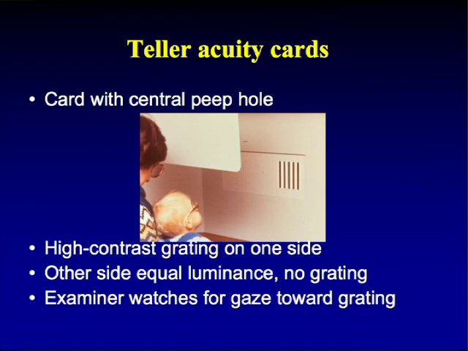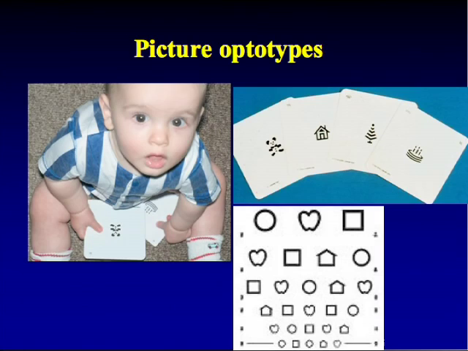Here's one of the earliest ways that we can get some quantifiable visual acuity: Teller acuity cards. There's a person behind that peephole, and they're deciding whether the baby's looking at this side or this side. If the baby looks towards the stripes and you use smaller and smaller stripes, then you can say that they have that level of visual acuity.